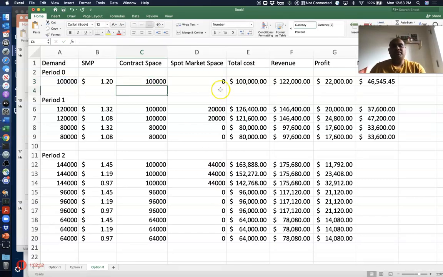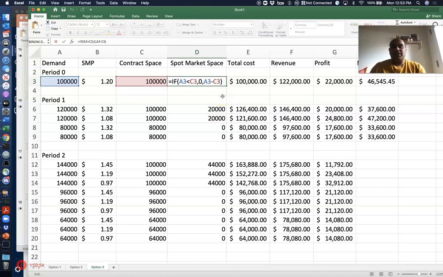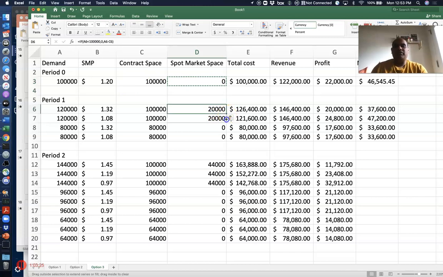Now, as far as the spot market space is concerned, it's the same. So we're saying that if the demand is less than the contract space, in this case, it should just be less than 100,000. You're saying that if demand is less than 100,000, then you don't want any space on the spot market. But if demand is more than 100,000, you want the difference to be on the spot market. Let me make that change. But even the previous formula would have worked. There's no reason to change the formula, but just to be consistent.